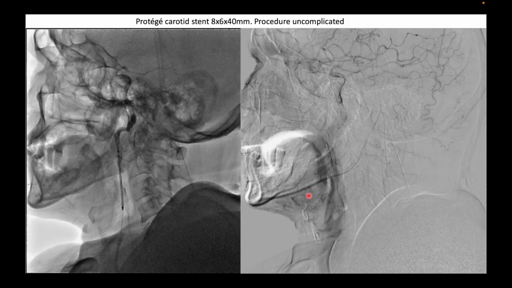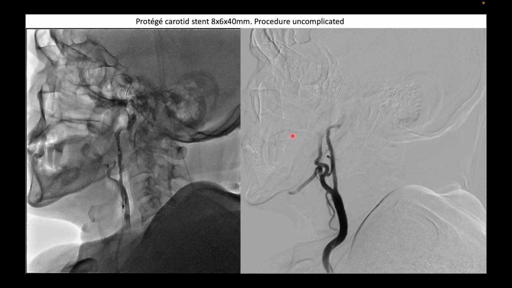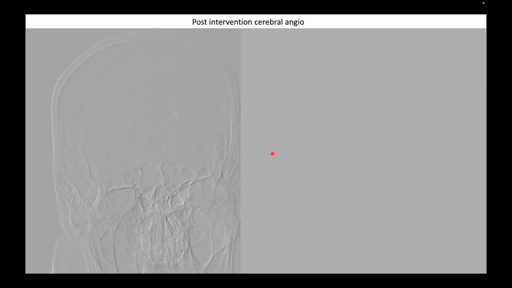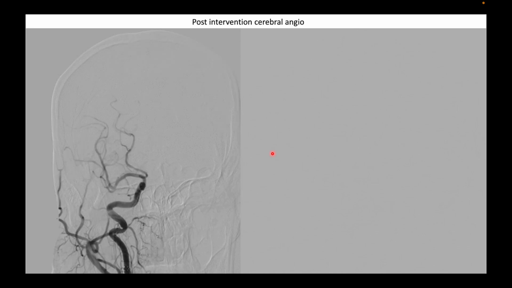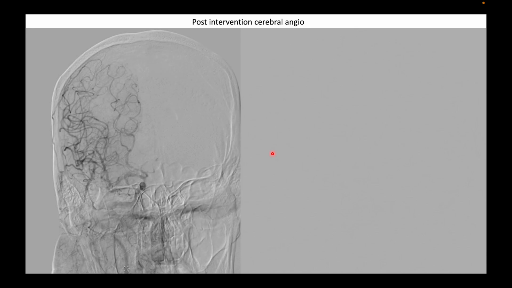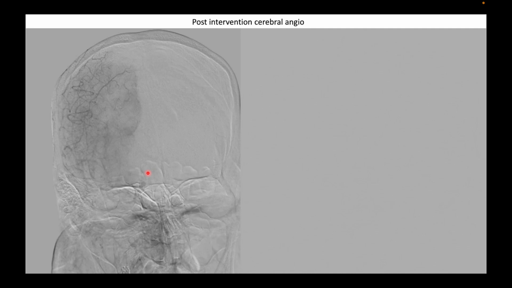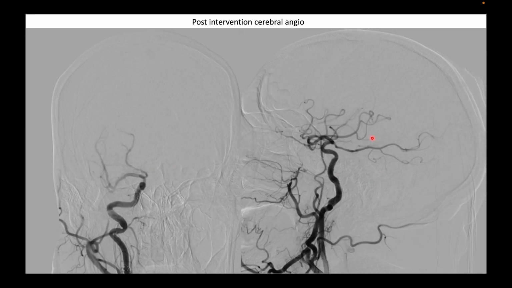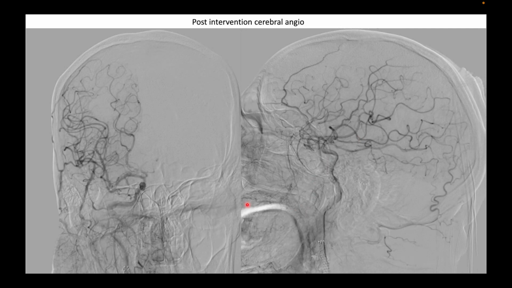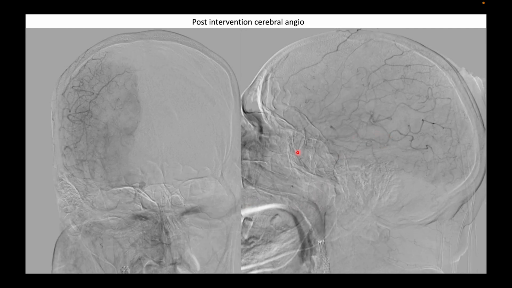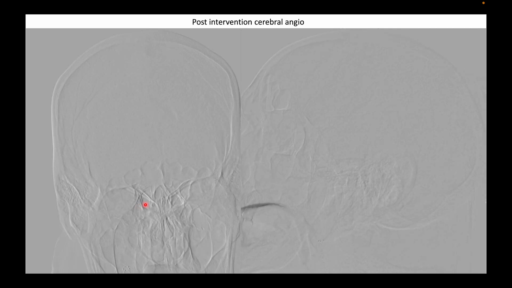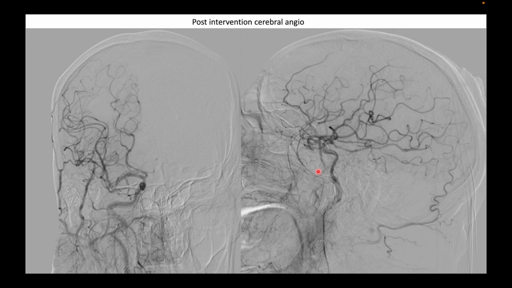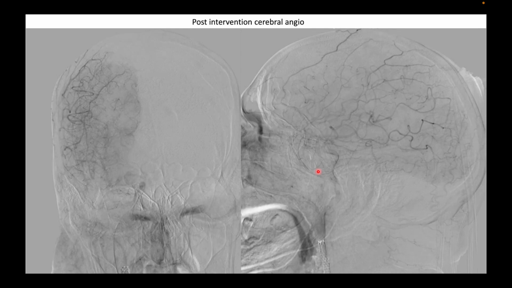So the procedure was uncomplicated, and the patient was fine. He was on dual antiplatelet therapy. His loading was done with clopidogrel and aspirin, 600 milligrams clopidogrel and 300 milligrams of aspirin. As per our routine, a post cerebral angiogram was done, and both MCAs and the fetal PCA were patent, whereas the anterior cerebral artery we already knew was being cross-filled from the other side.